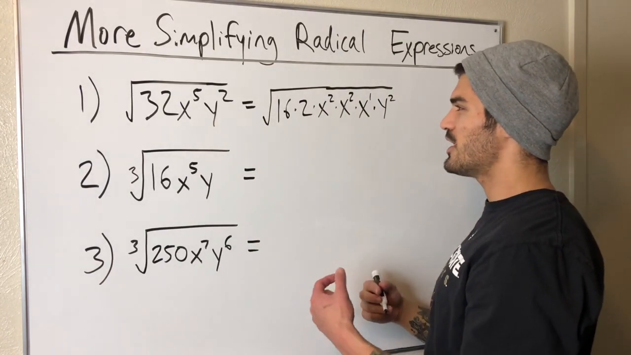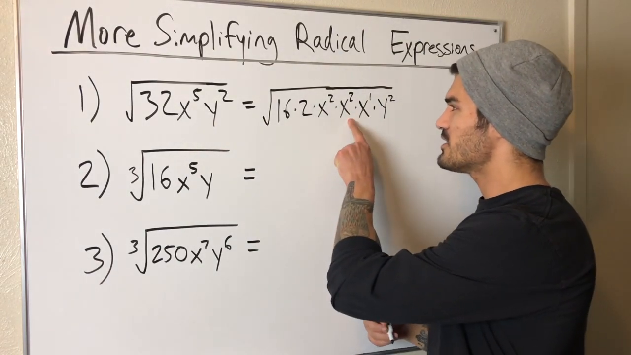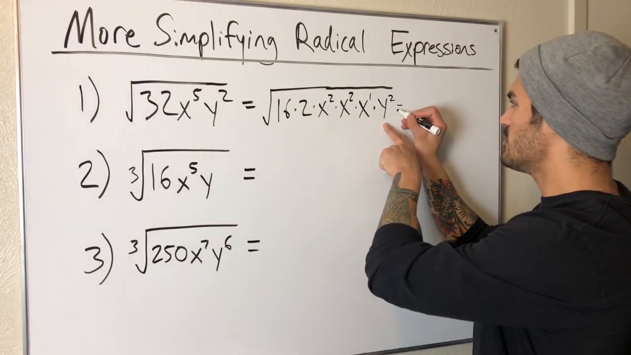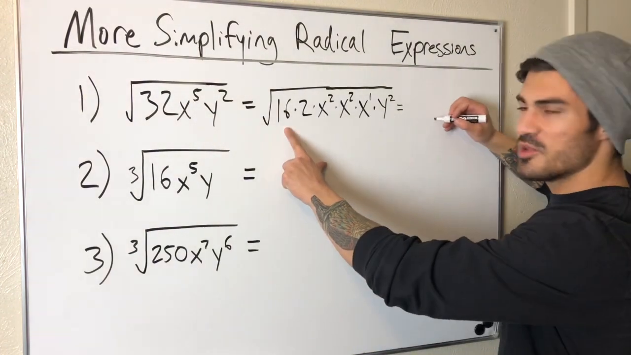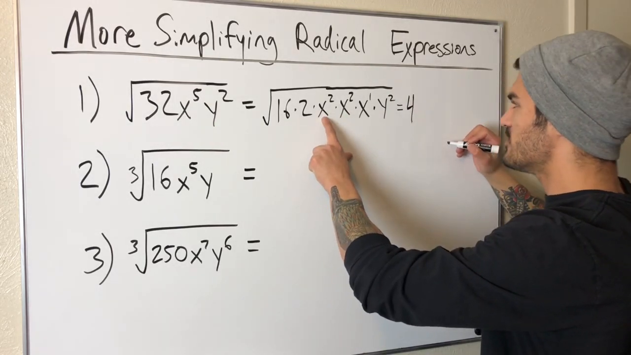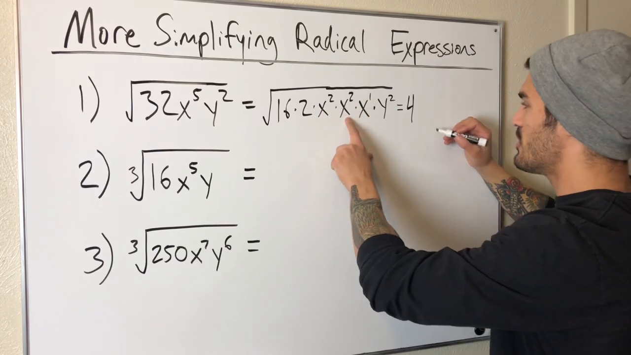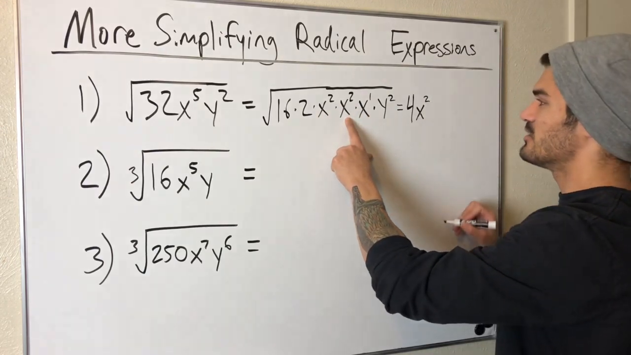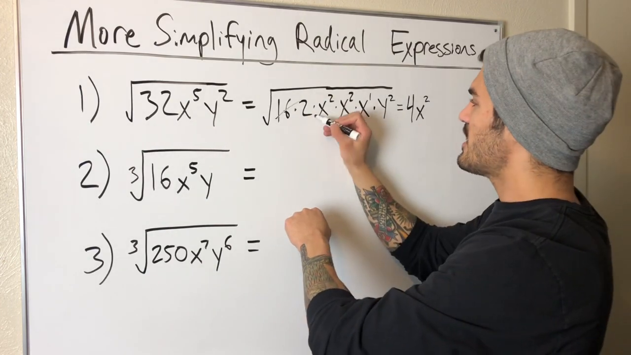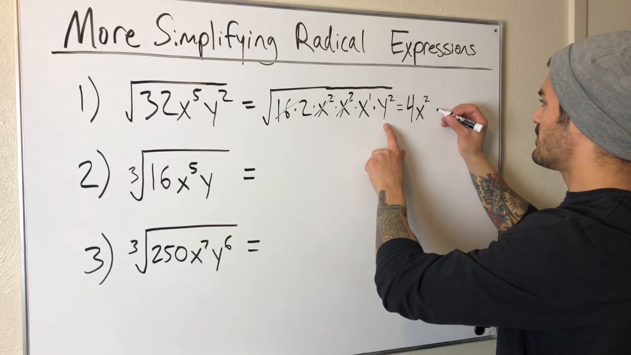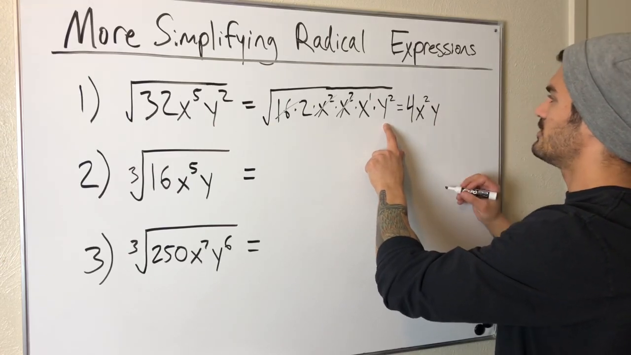So what can we pull out of here? Anything that's a perfect square, right? So x squared, 16, and y squared can all come out. So what does this equal? The 16 comes out and becomes 4. What else comes out? The x squared comes out and becomes x, but two of those come out. So it actually becomes x times x, which is x squared, right? So let's see, this is out, this is out, this is out. And then the y squared comes out and becomes y, right?